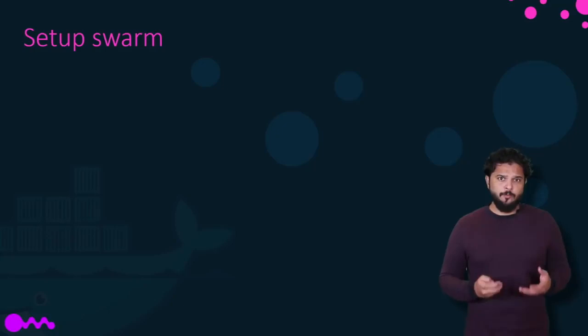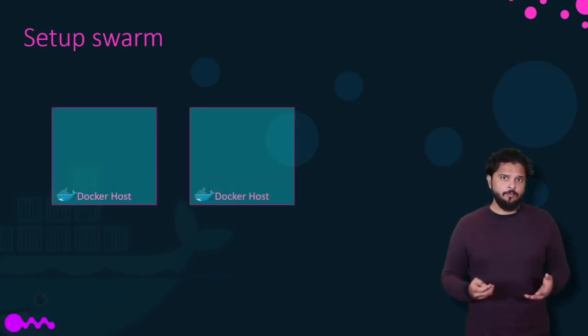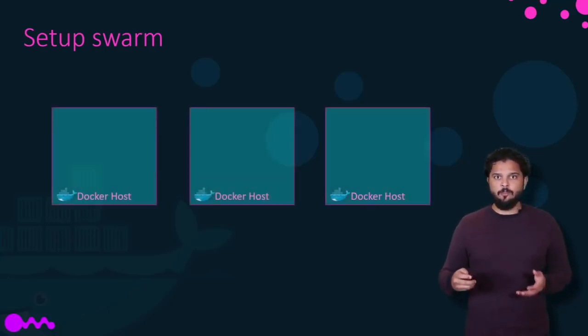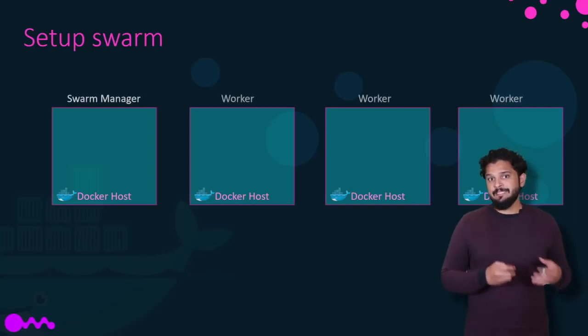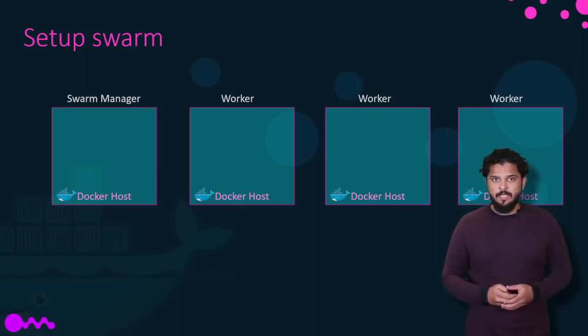To set up a Docker Swarm, you must first have multiple hosts with Docker installed on them. Then you must designate one host to be the manager or the master, or the Swarm manager as it is called, and others as slaves or workers.